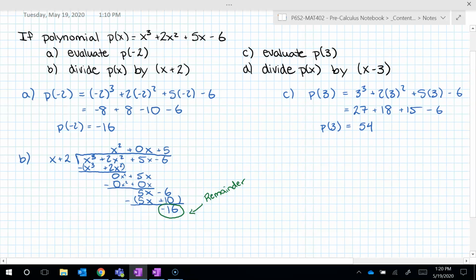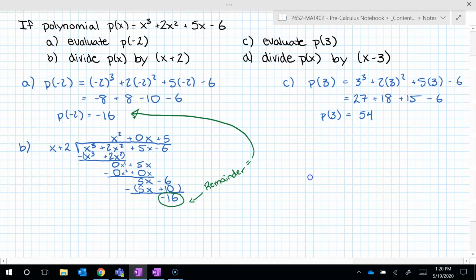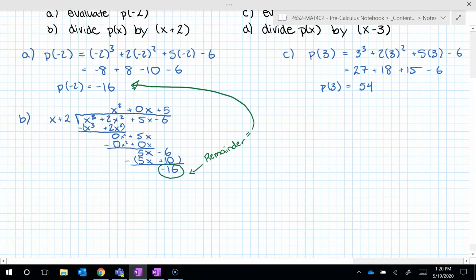That remainder, coincidentally, was equal to the value of the function when I put in negative 2 in here, right? Think of the 0 piece here, it's the opposite of the plus 2. When I put in negative 2, I got that negative 16. Okay, so I have this remainder. What do I do with those remainders?